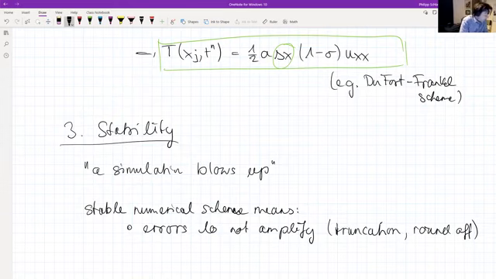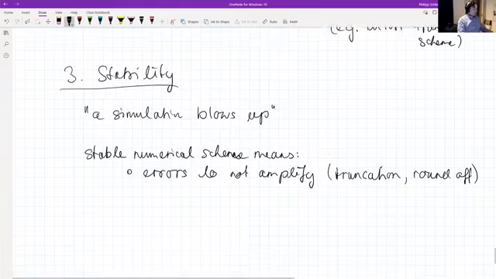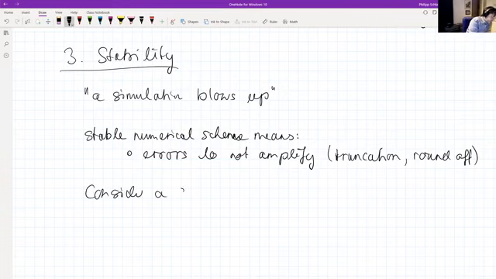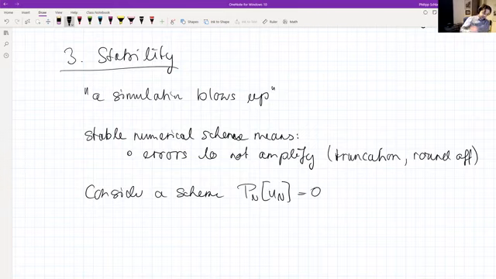Yeah, I mean, errors do not amplify. That's essentially what stability means. Now, what does it mean for us, or how can we understand how to measure stability? Well, again, let's do that a little bit formally. So consider a scheme Pn of un equals 0. So that's just a way of writing a scheme.